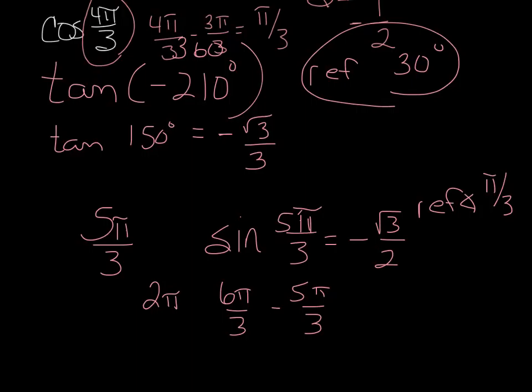Just out of curiosity, how did you get that from your hand? Why? Square root of 3 over 2. Everything's over 2. Everything's over 2. Oh, what does this mean? That's cosine would be 1/2.